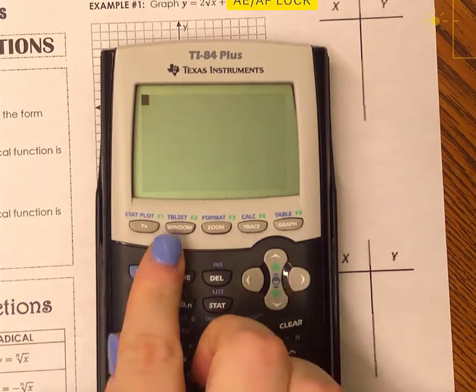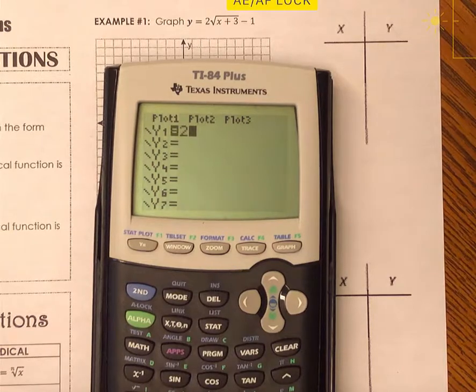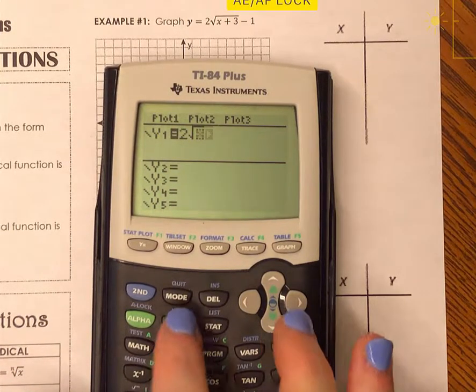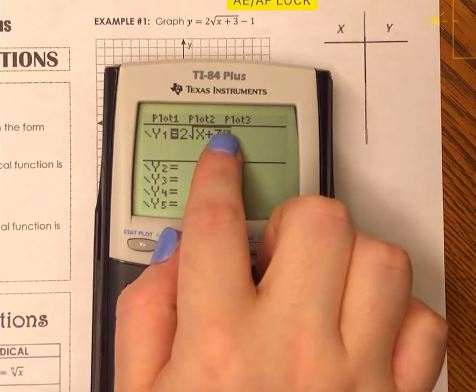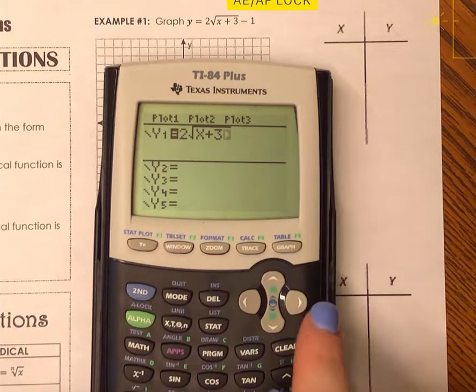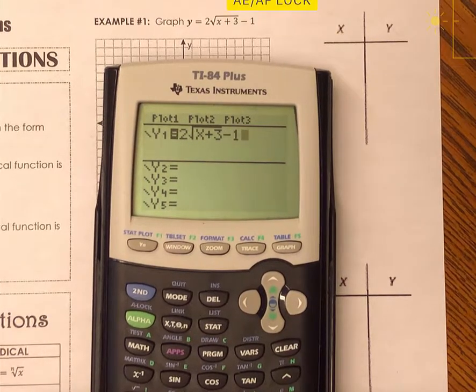I'm going to go to my y equals. I'm going to type in 2 times the square root, so I'll just put the square root symbol, x plus 3, and then because my calculator extended the radical symbol, I need to make sure that that minus 1 is on the outside of that radical, so I'm going to press the right arrow key to get out of the radical, and then put minus 1.